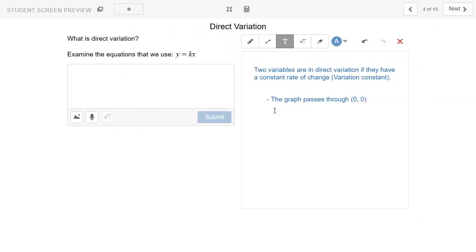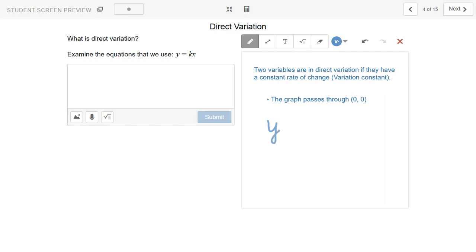So this is a direct variation. Graph always passes through 0, 0. We have a variation constant. Sometimes you'll hear it called the constant of proportionality. Fancy words, but really all it's saying is every time that we're increasing, it's increasing by or decreasing at the same rate.